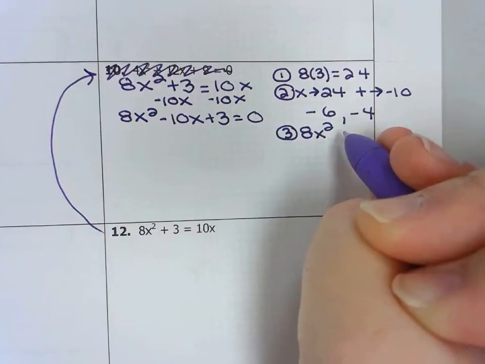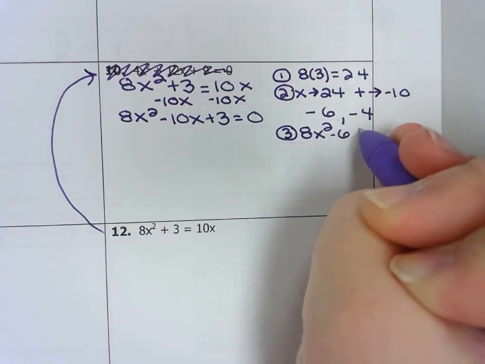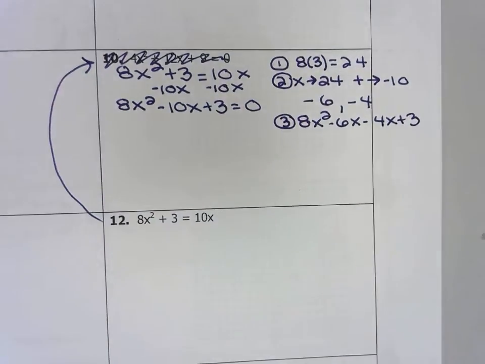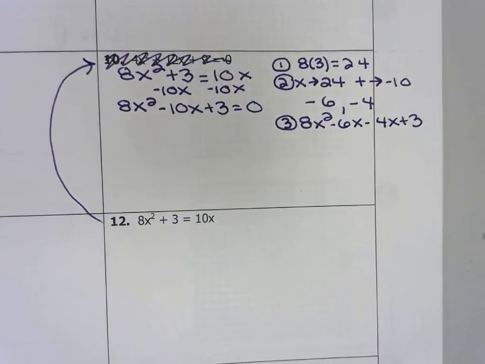Instead of negative 10x, I have negative 6x minus 4x plus 3. And I'm not putting equal 0. I'm just doing the factoring work to the side, and then I'll put it back underneath in a second. So once you find those 2 numbers, you replace the middle term with negative 6x and negative 4x. I'm replacing negative 10x, so don't forget the x's with them.